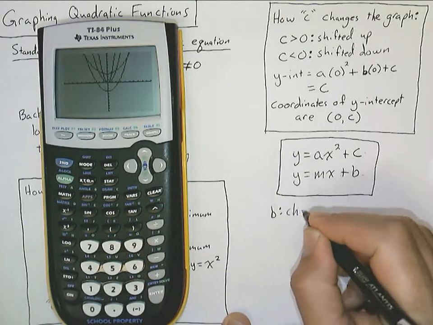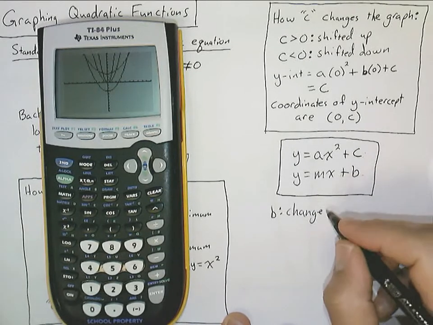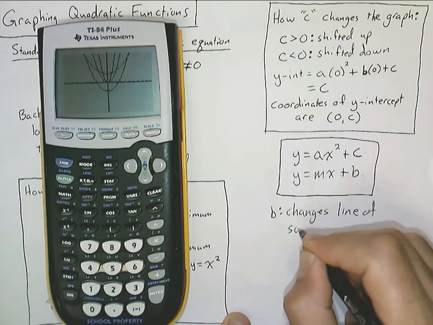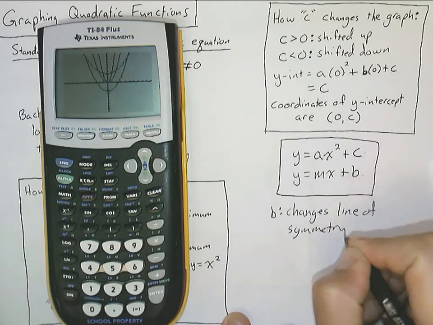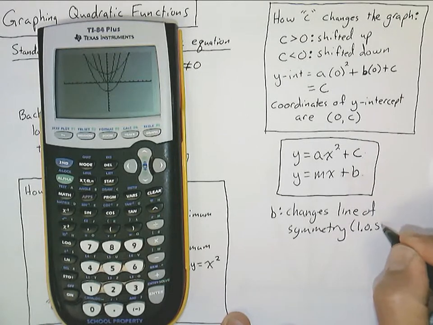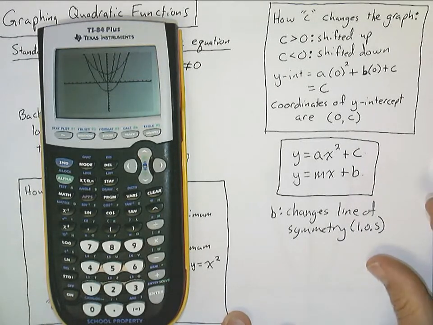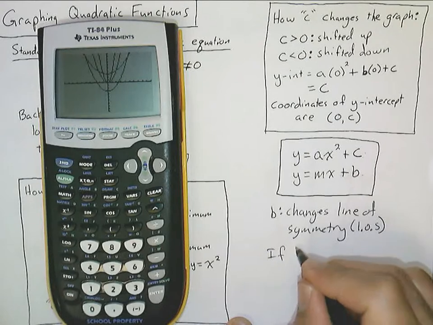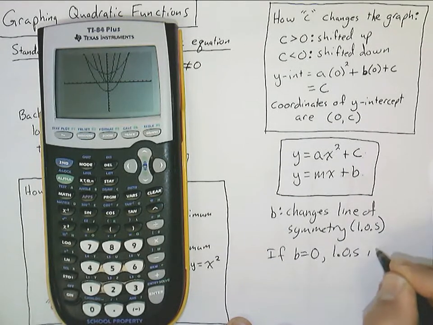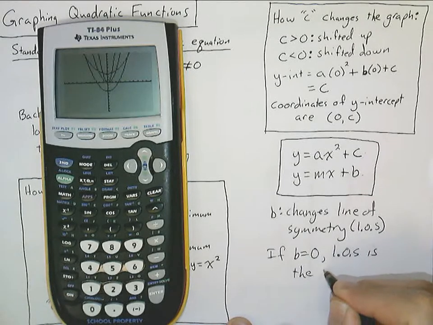If b is not 0, then that's going to change the line of symmetry. Let's abbreviate that as LOS, because we're going to be referring to it quite a bit. If b equals 0, then the line of symmetry is the y-axis.